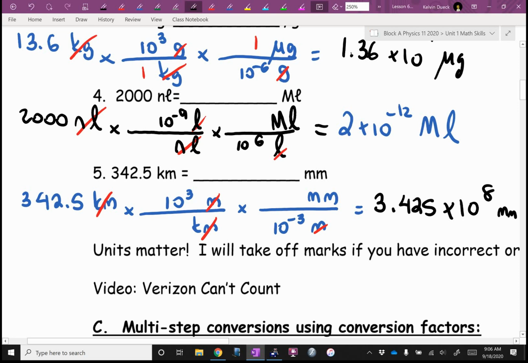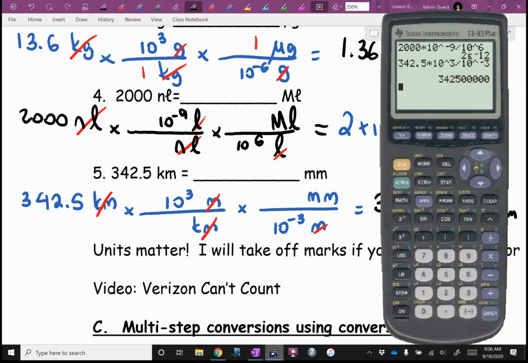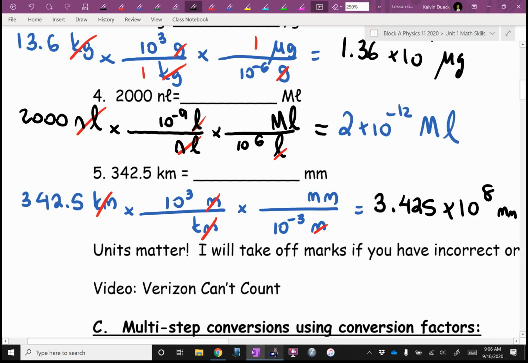I got that. I wrote it in scientific notation because it was less writing. How many zeros? I think 5? Yeah. 3, 4, 2, 5, and 5 zeros. How many of you got that okay? Most of you? Good. Good.